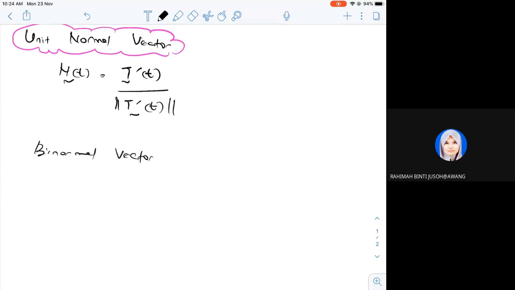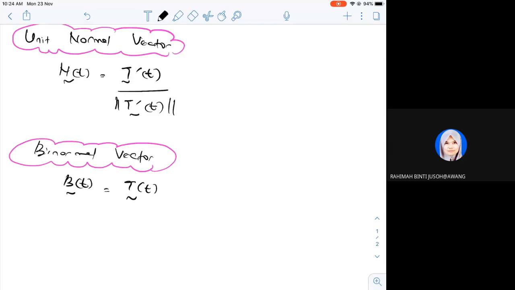And then number 3, we have the binormal vector. The formula is B(t) equals the unit tangent vector T cross product with the unit normal vector N. So the binormal vector equals the cross product of the unit tangent vector with the normal vector.